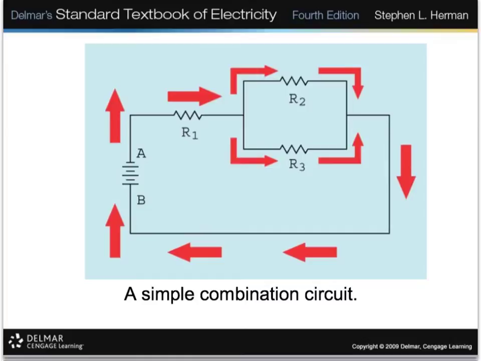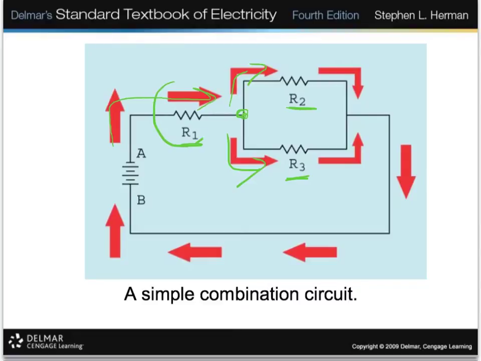Okay, so this is a combination circuit. This one's not too complicated. The one in your practice C is more complicated than this. We have R1, which is our first resistor, R2, our second resistor, and R3, our third resistor. And if you look carefully, you'll see that right here we have a node. That's where the current has a choice of which way to go. It can go that way or it can go that way. And here the current has no choice. It has to go through that one.